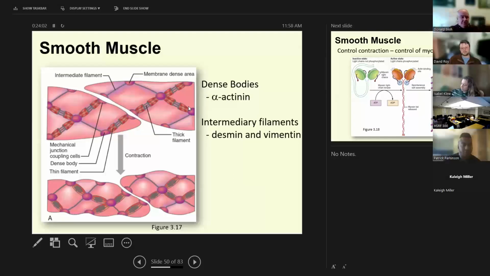It's all kind of on the membrane there. With these dense bodies are on the plasma membrane. And then you've got a mechanical junction between cells to help with the mechanical stress that happens when it contracts. So that's kind of the physical structure of it.